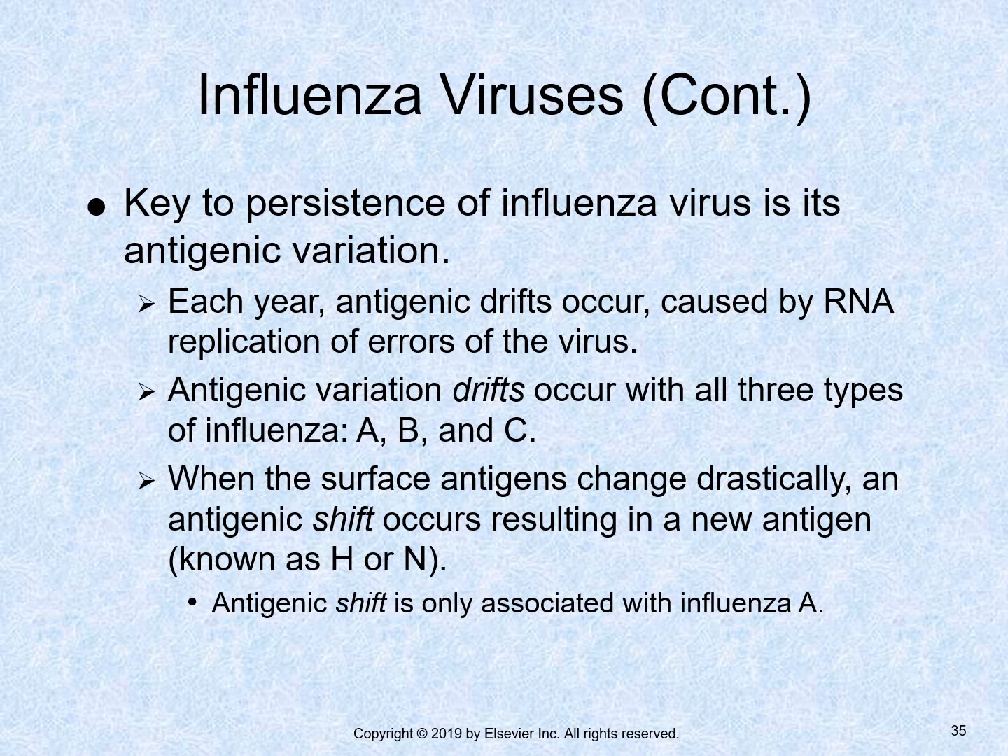Each year, antigenic drifts are caused by RNA replication errors of the virus. Remember, we discussed antigenic drift in immunology, so that's the minor change in antigenic structure as mutations accumulate in the virus. Antigenic drift occurs with all three influenza viruses, A, B, and C. When the surface antigens change drastically, an antigenic shift occurs that results in a new antigen, known as H or N. Of note, antigenic shift is only associated with influenza A virus.